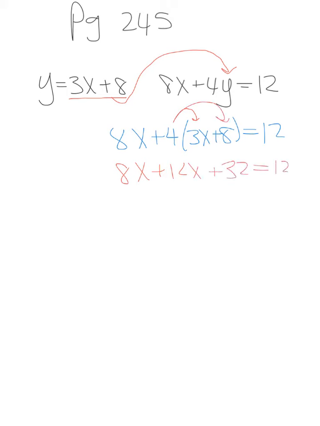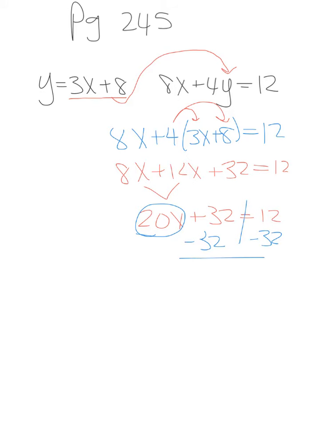Just like I did in chapter 2, I'm going to put my like terms together. 8x and 12x is 20x. 20x plus 32 equals 12. I'm going to draw my line and circle my 20x. Can't touch it. What can I touch? Opposite of positive 32 is negative 32. 20x equals negative 20. Divide by 20, and x equals negative 1.